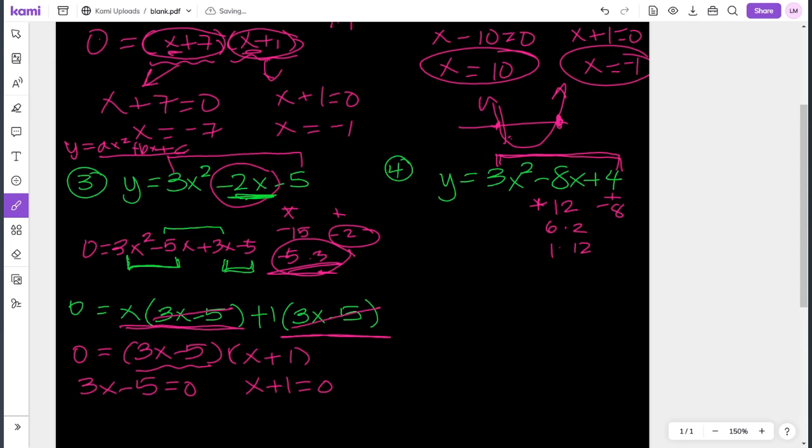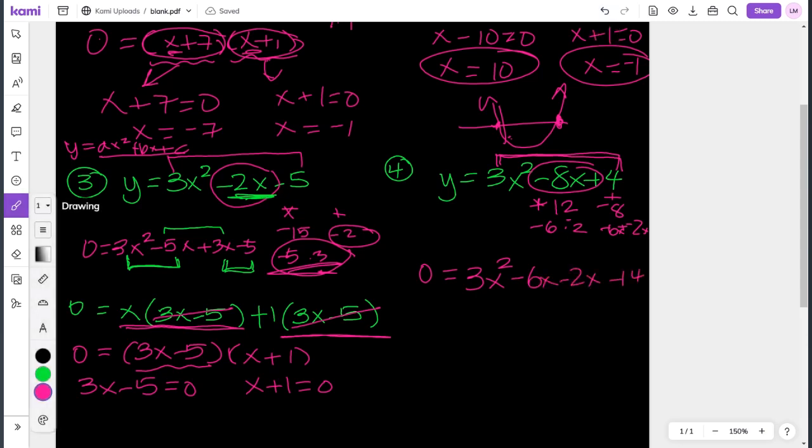But 6 plus 2 is 8, so I think I can stop there. But I want -8, so these both need to be negative, all right? So I have -6 plus -2, and I'm going to throw an x with those, and I'm going to replace this -8x with that. So 0 equals 3x squared minus 6x minus 2x plus 4.